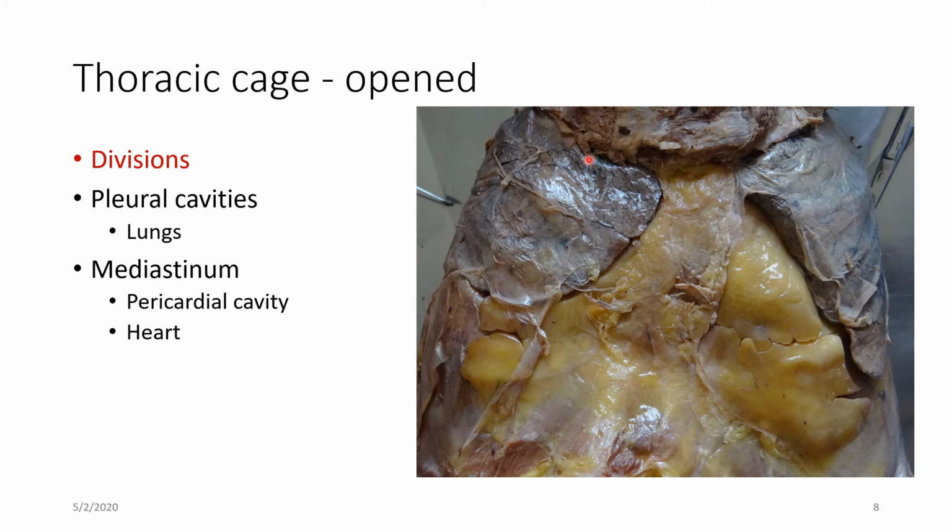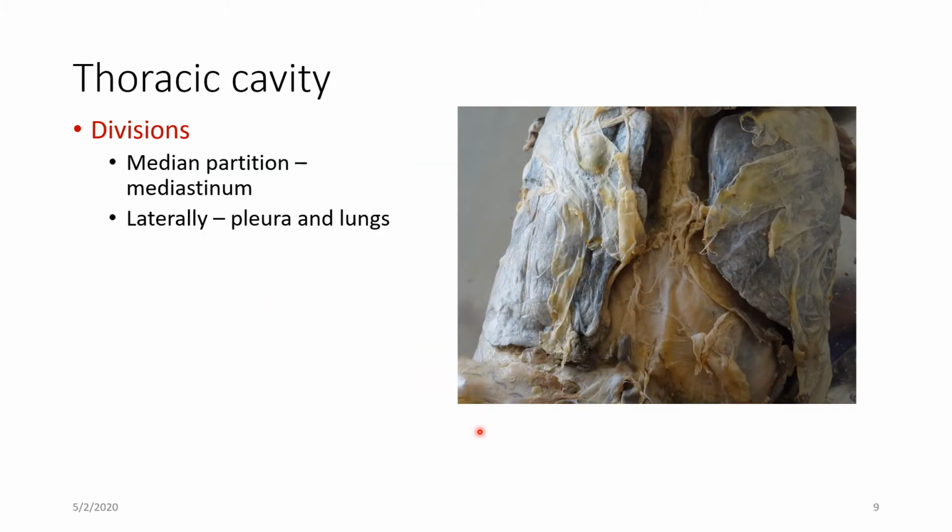This is the superior aperture of the thoracic cavity, where it becomes continuous with the structures in the neck, and the lower boundary for the thoracic cavity will be formed by the diaphragm, which separates it from the abdominal cavity.